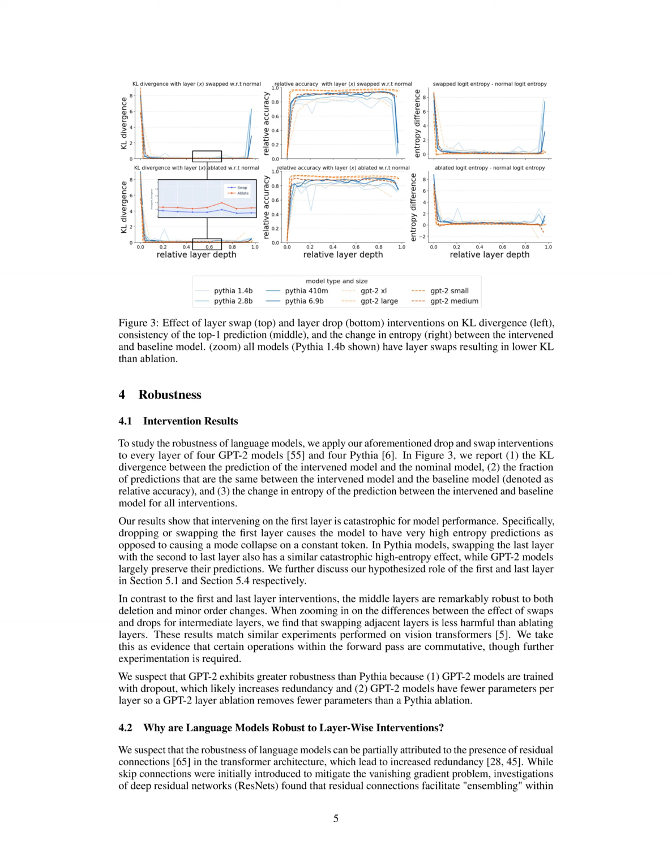The method involves conducting experiments on different layers of language models, measuring metrics such as KL divergence, relative accuracy, and change in entropy to assess the impact of interventions. The results show that intervening on the first and last layers can have catastrophic effects on model performance, while middle layers are remarkably robust to deletion and minor order changes.